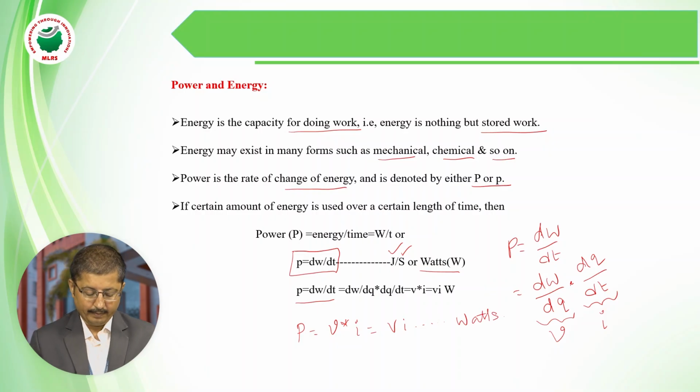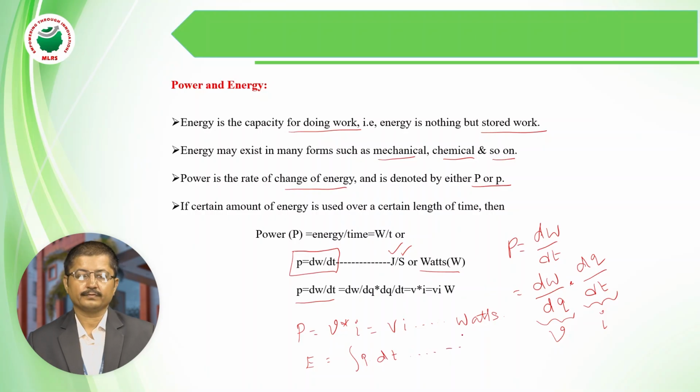Similarly, we can measure the energy in kilowatt hours. Energy is the integration of power over a period of time. The power can be measured in watts and time in hours, so the energy is measured in watt hours. So this is about voltage, current, power and energy.